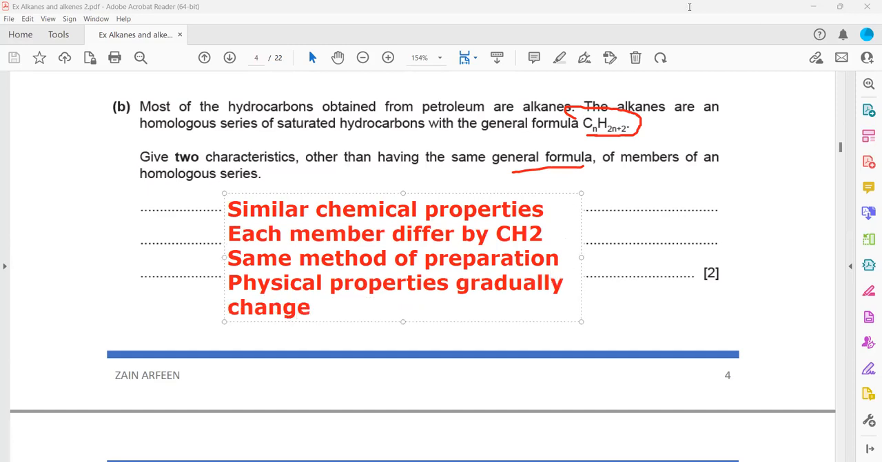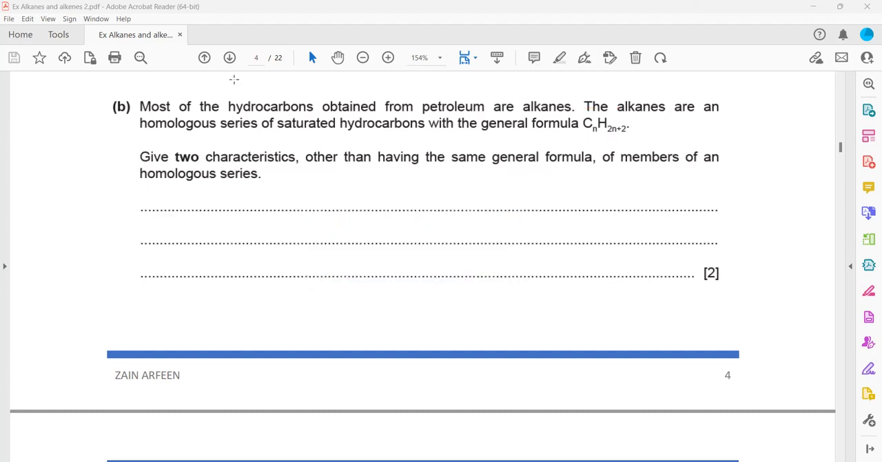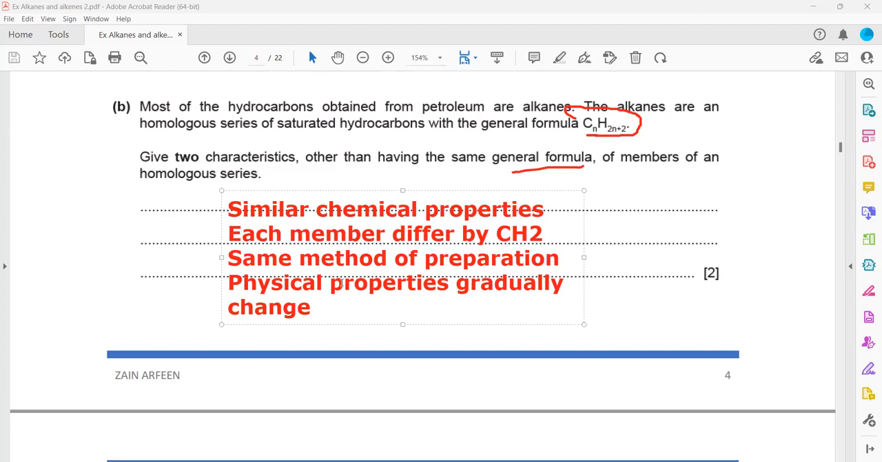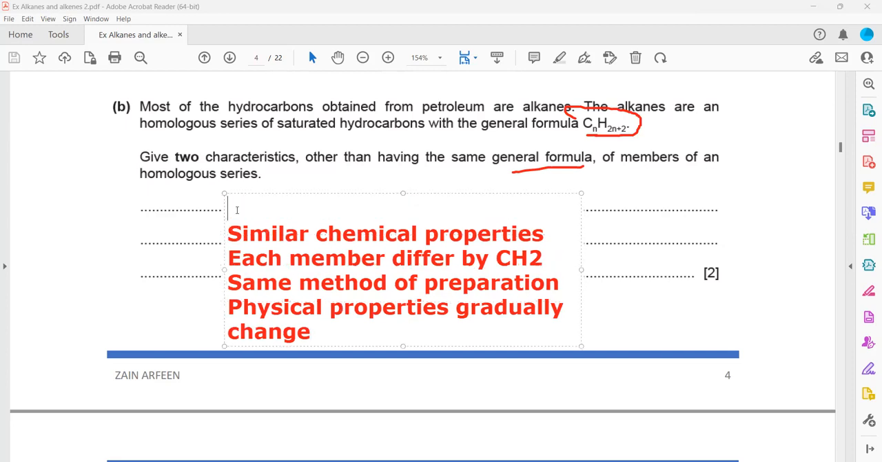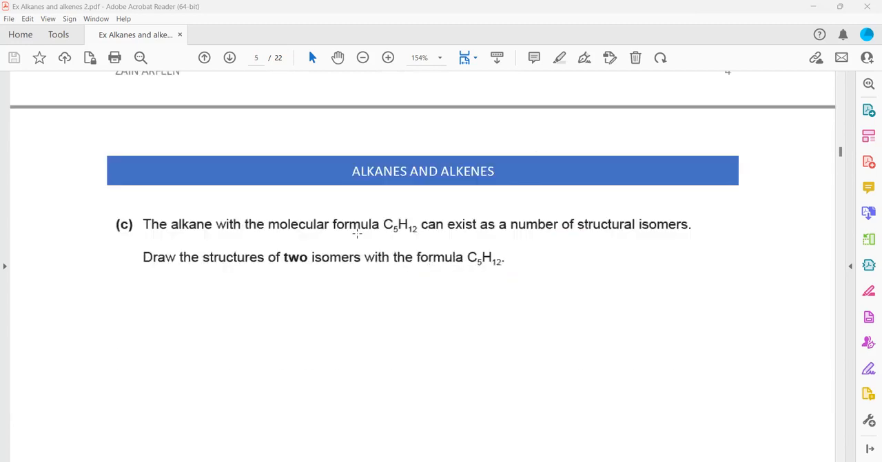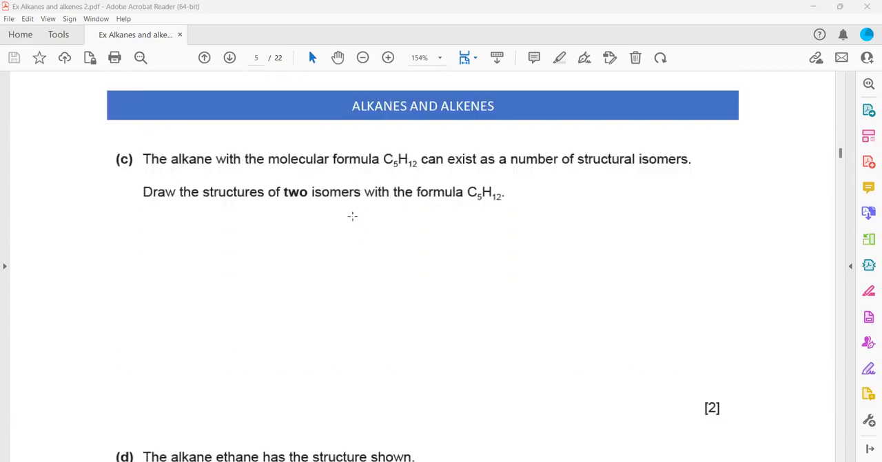These are some characteristics of the homologous series. Same functional group. That's a very important point. Same functional group is one of the most important things. Usually you will find that as the first point. Any two you have to write, you don't have to write all of them.